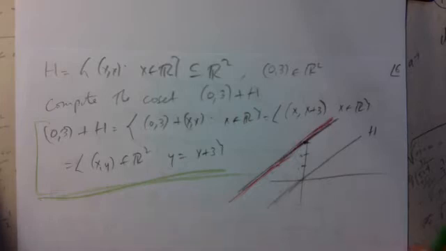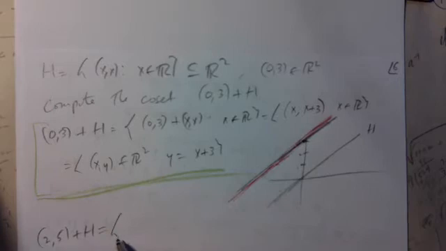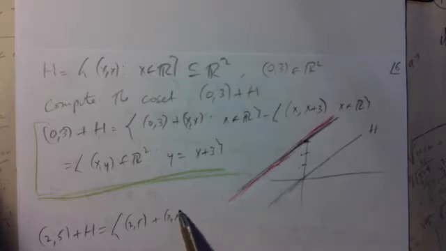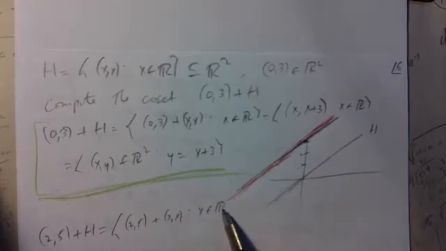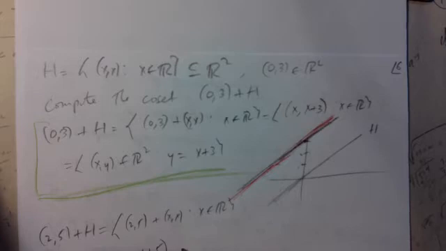Right? Now let's take another coset. Suppose I take (2, 5) plus H. So this is all the vectors in the plane of the form (2, 5) plus (x, x). I'm just adding (2, 5) to every vector in H. So that is (x plus 2, x plus 5).